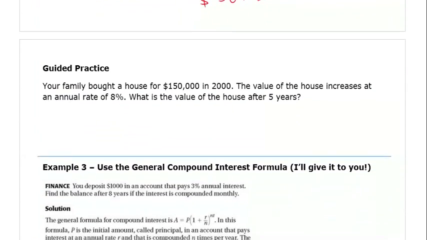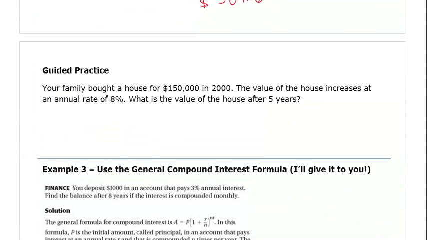Turn the paper over. I want you to try the guided practice and press play when you're ready.